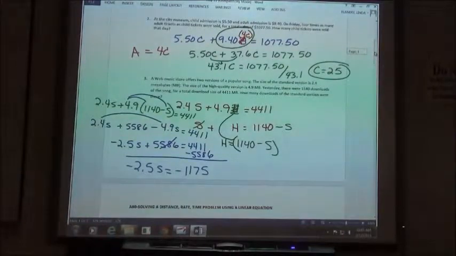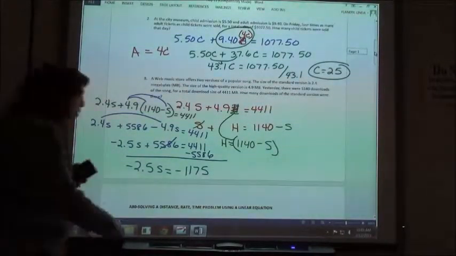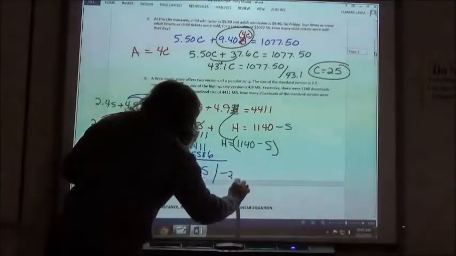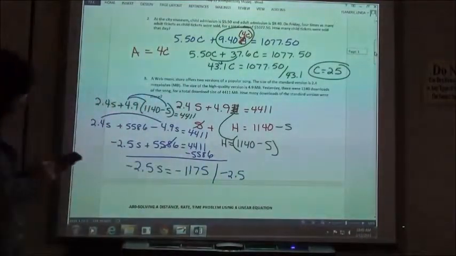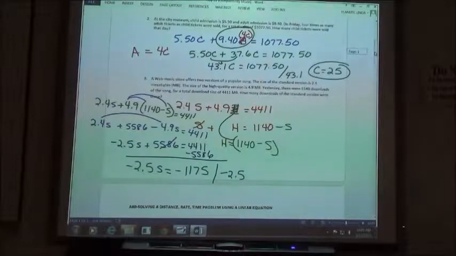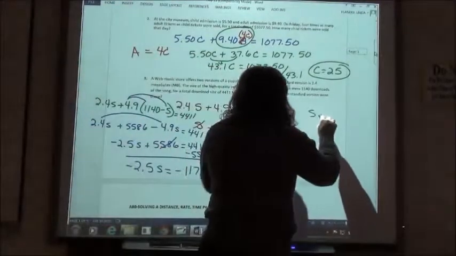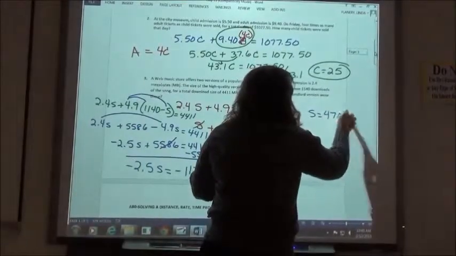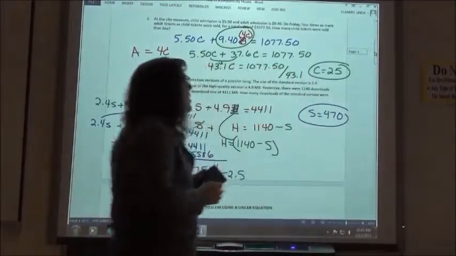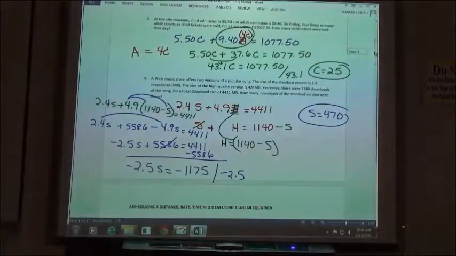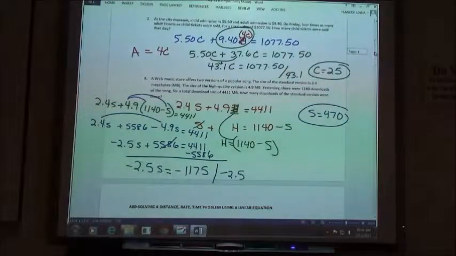Again, we got two negatives. A negative divided by a negative is going to give us a positive answer. So we're going to go ahead and divide by that negative 2.5. We get 470. S is equal to 470. So of the 1,140, 470 is the standard version.